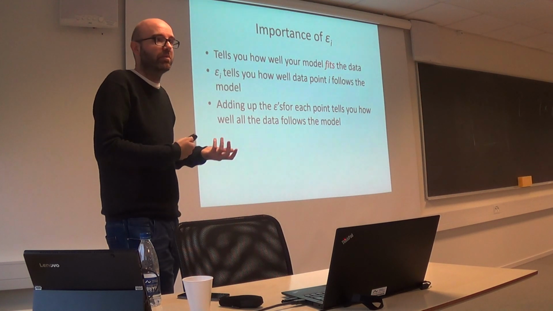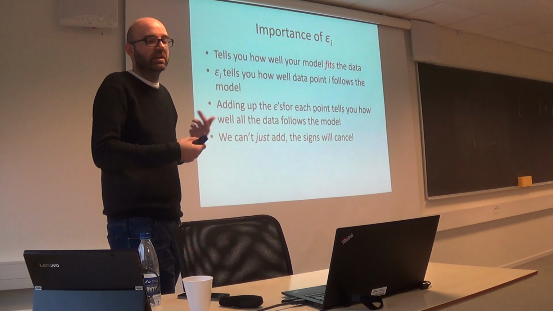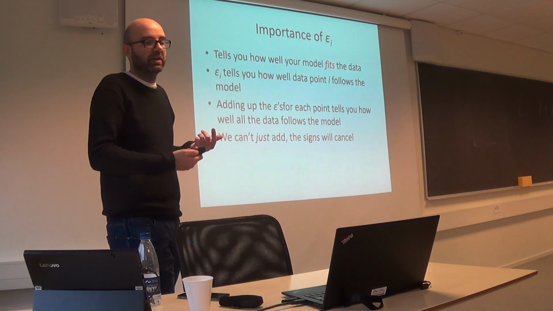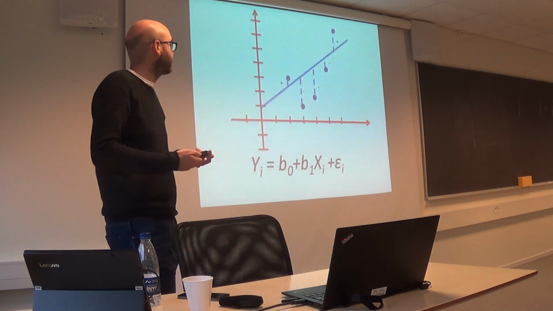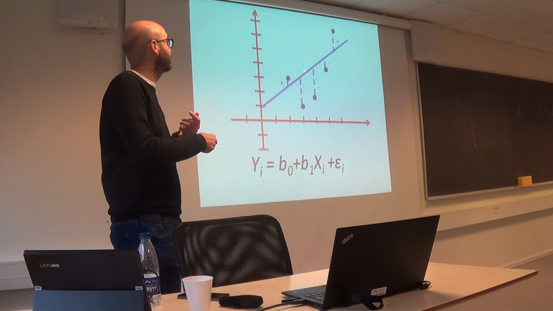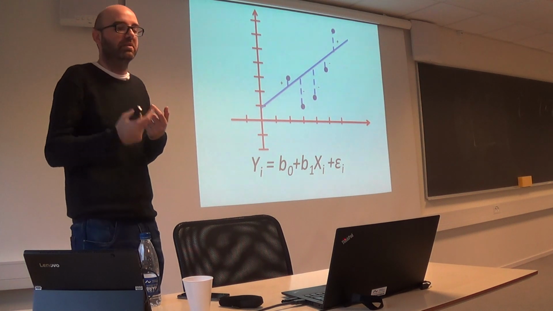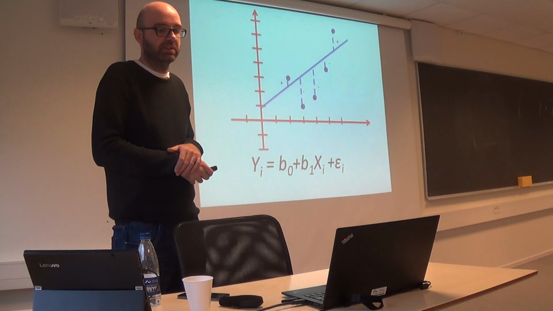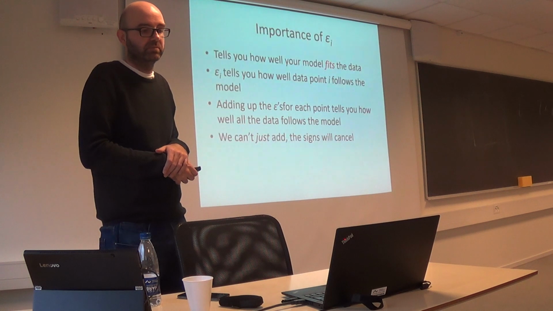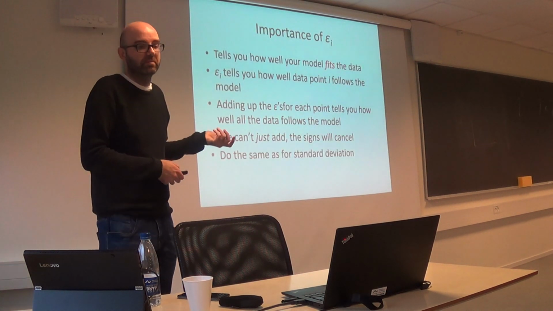We've got a very familiar problem by now, which is that you can't just add these things up, because you'll end up with the signs cancelling one another again. So if you take the data point minus the model, this would be positive, this would be negative, negative, negative, positive. We want a positive number always. So we end up with the same problem. So we can't just add because the signs will cancel. So what do? We do the same as we did for standard deviation.